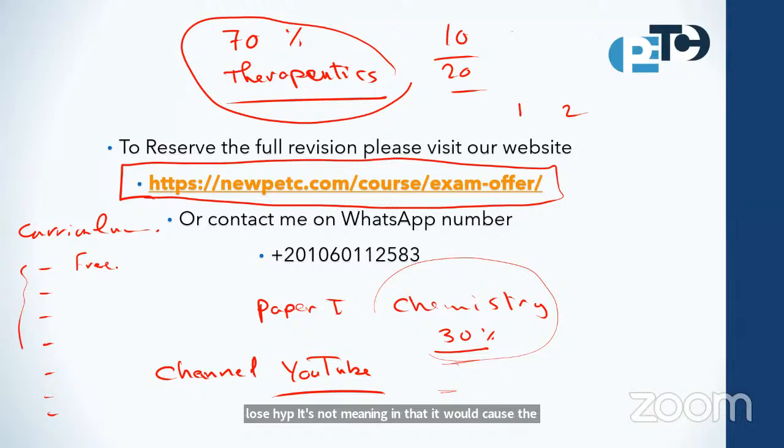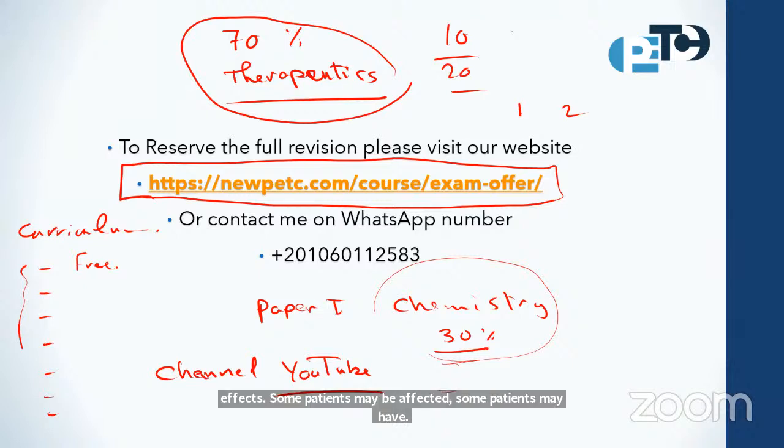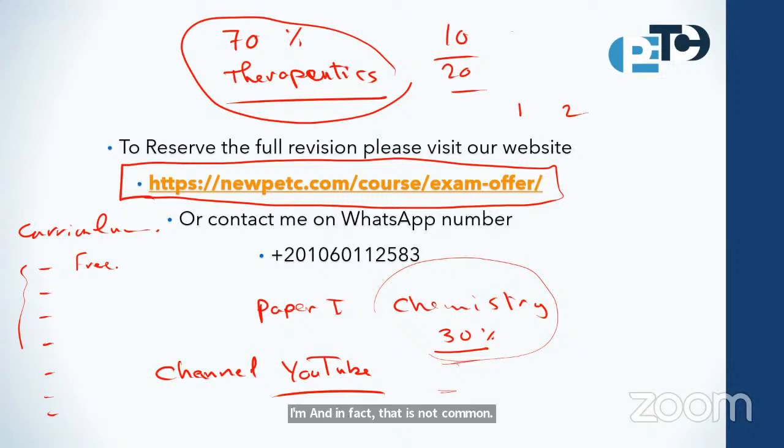Also, finally, we have no absolute effects. Some patients may be affected. Some patients may have an effect that is not common. So it is not absolute for all patients or 100% of the patients. You should keep this point in mind as a general rule for all drugs.